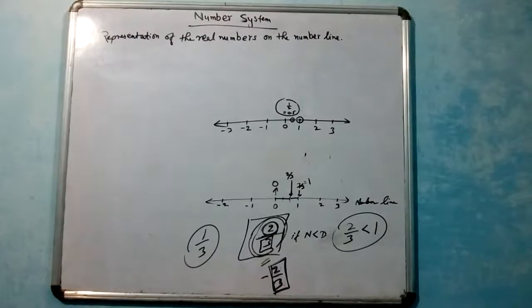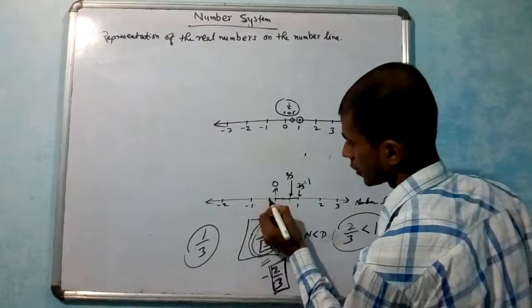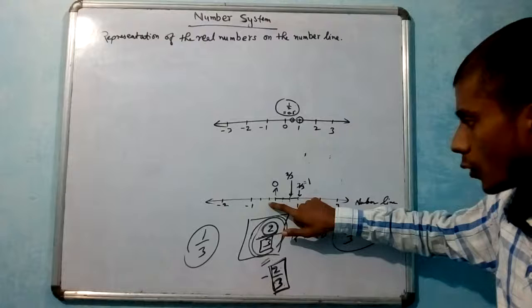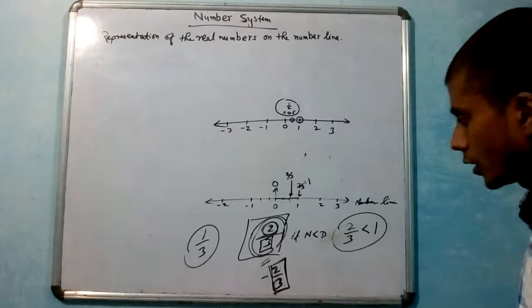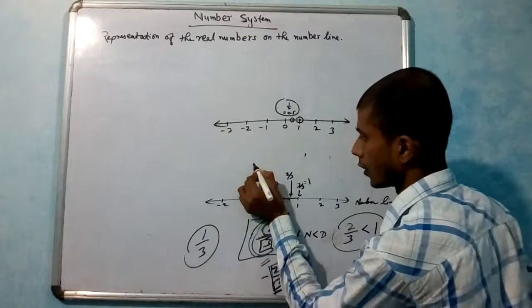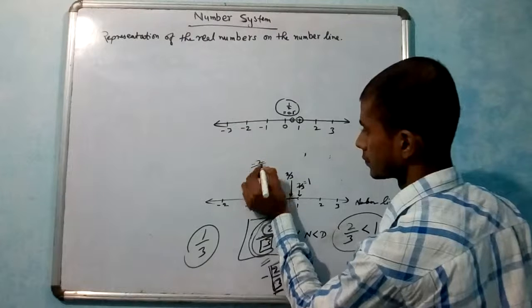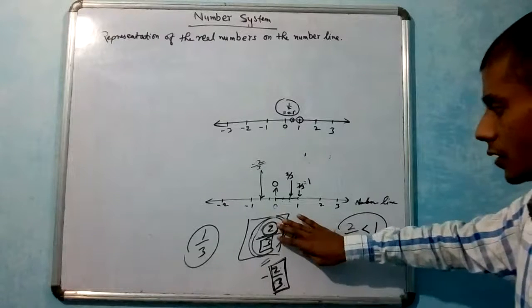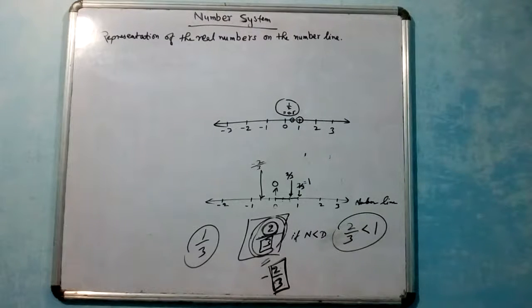And again the same thing. Divide this 0 to minus 1 distance into 3 equal parts, and then count. So the first point will be minus 1 by 3. Next will be minus 2 by 3. The third will be minus 3 by 3, that is minus 1. So we want minus 2 by 3, so this will be the point, minus 2 by 3. Fine. So this is the way we can represent rational numbers on the number line.